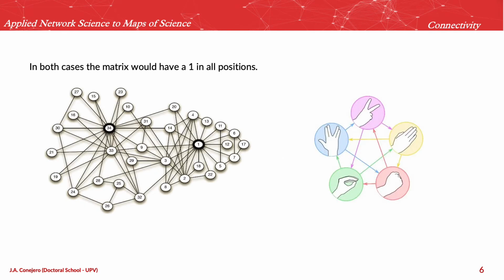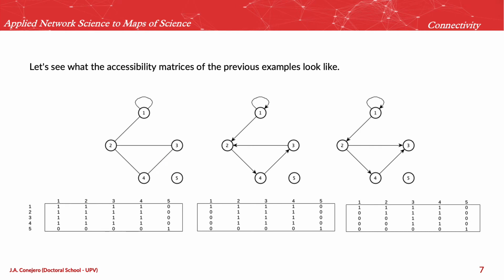So if we return to the previous examples that we have of Sakari Karate Club and the game of stone, paper, scissors, lizard, Spock, what we have is that each node can be reached from any other node. So if we compute the accessibility matrix, in this case, it will be filled with ones in all the positions. But there are examples in which the accessibility matrix is not filled with ones. So here we have three different examples with the graphs that we had before.